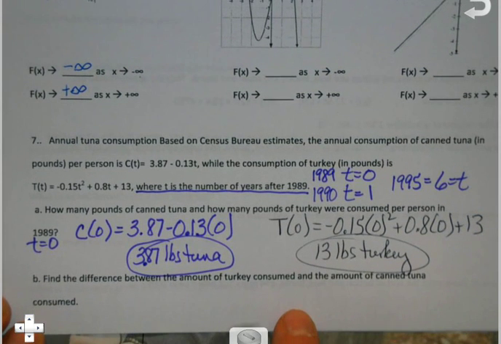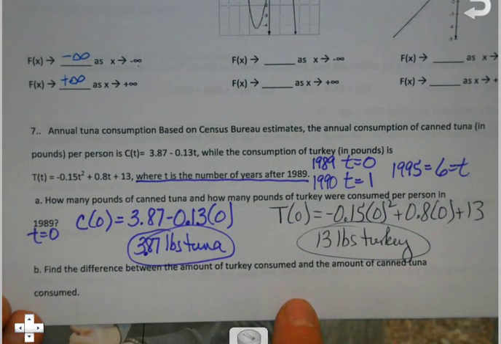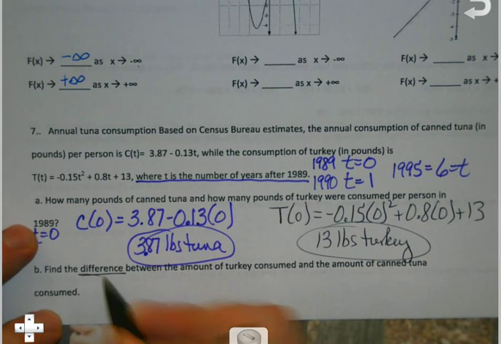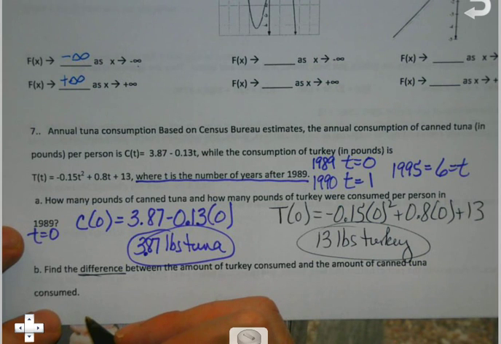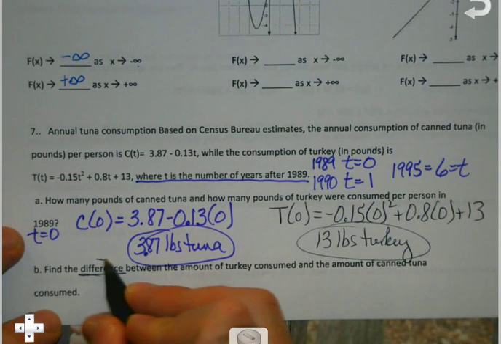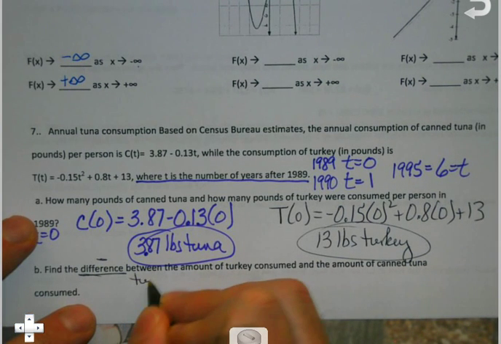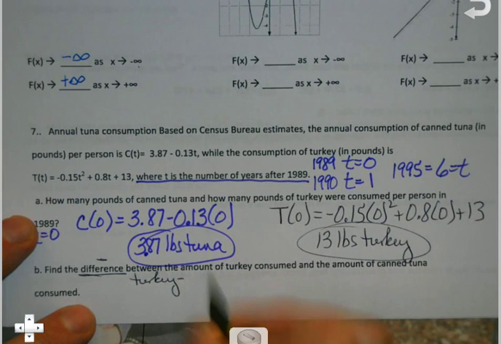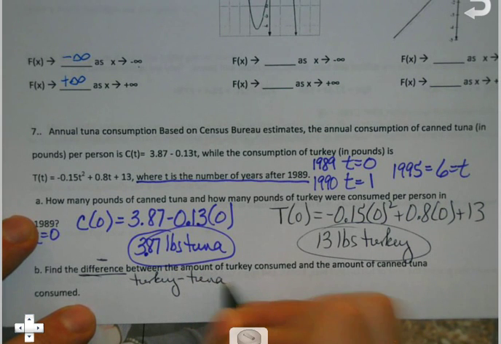and we'll see why an application like this is helpful in just a minute. Then I get to the next part, because these are going to have several questions in each one. Find the difference between the amount of turkey consumed and the amount of canned tuna consumed. It doesn't give me a year, though. So what it wants me to do then, okay, what's a difference? Is that like add, subtract, multiply, or divide? Subtract. So we're going to do turkey minus tuna.